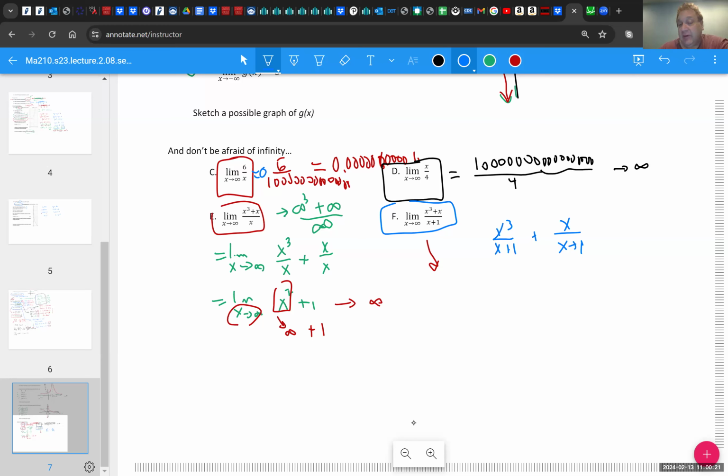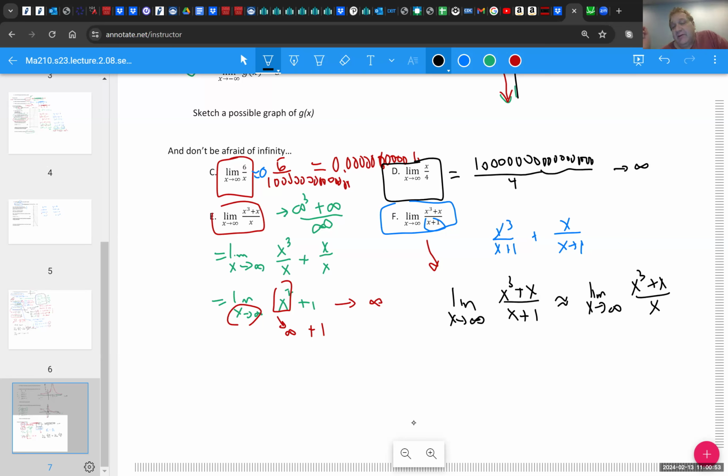We know infinity plus 1 is still infinity. So on the bottom here, x plus 1 is basically the same thing as infinity plus 1, which we know is still infinity. So I am claiming that the limit as x goes to infinity of x cubed plus x over x plus 1 is approximately the same as the limit we just did with just x on the bottom, because that x plus 1 is not doing anything different than the x is doing.